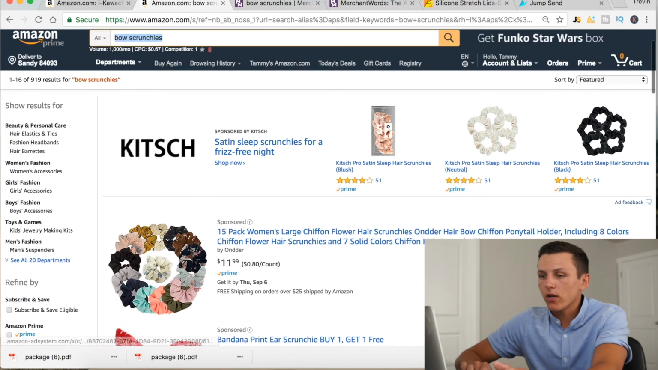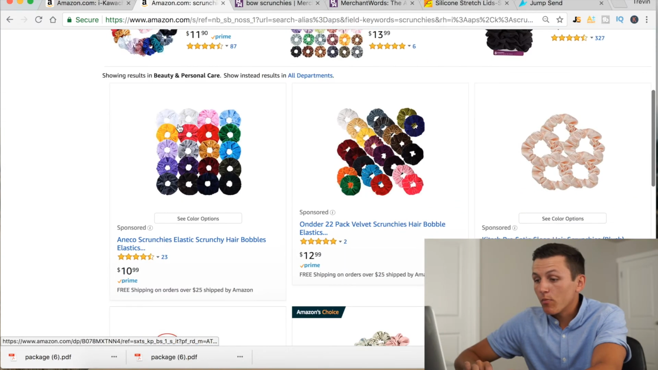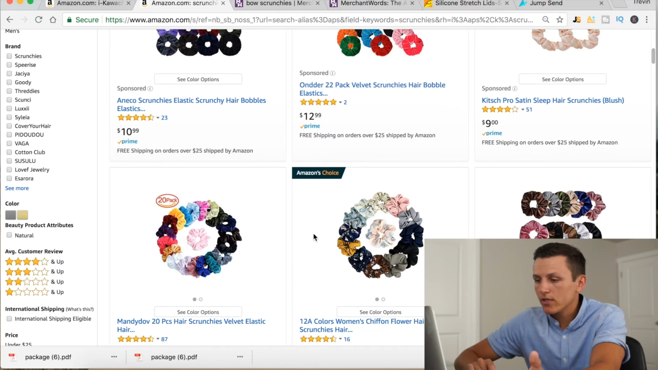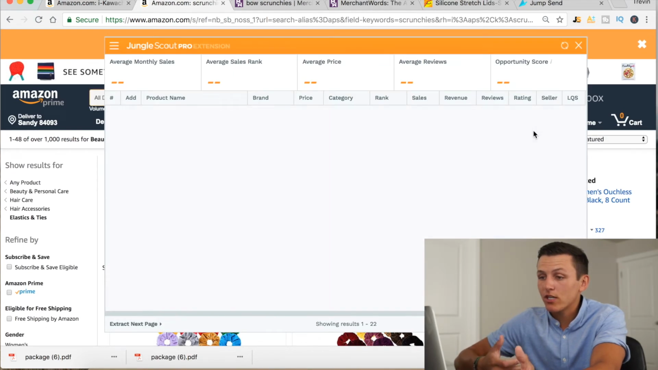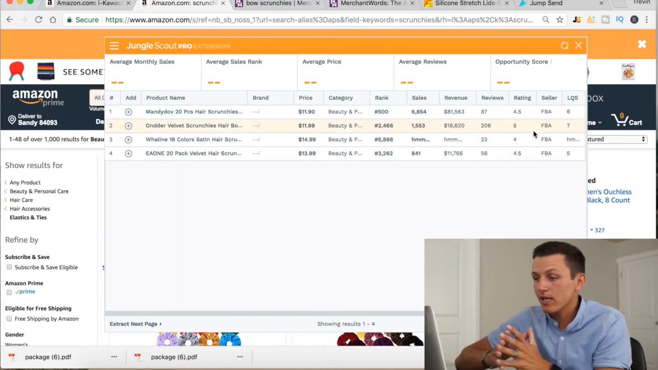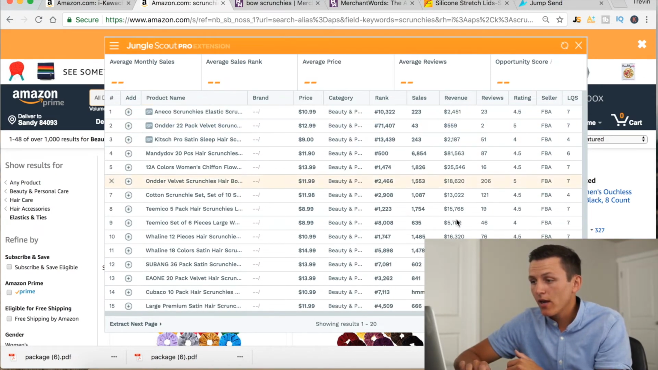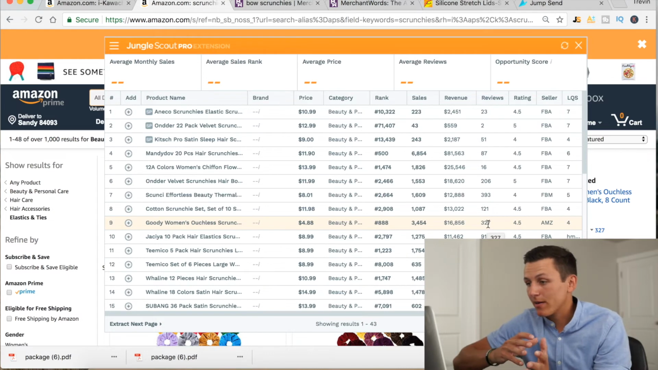So now we could even look up other keywords. So just a scrunchie, we'll see what that comes up with. And they're completely different. They're not the bow rabbit ear scrunchies, they're just the circle ones. But I can pull the Jungle Scout Chrome extension and see the competition on this keyword. So the revenue, as you can see, are super, super high. The reviews aren't crazy high either. So that's a really good sign because that's not the exact product I'm selling.